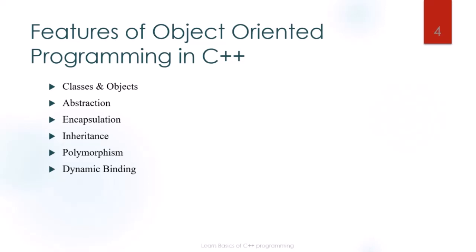The next feature is dynamic binding. It means that the code associated with a given procedure call is not known until the time of the call at runtime. Message passing. Object-oriented programming consists of sets of objects that can communicate with each other. Object-oriented programming uses the bottom-up approach.